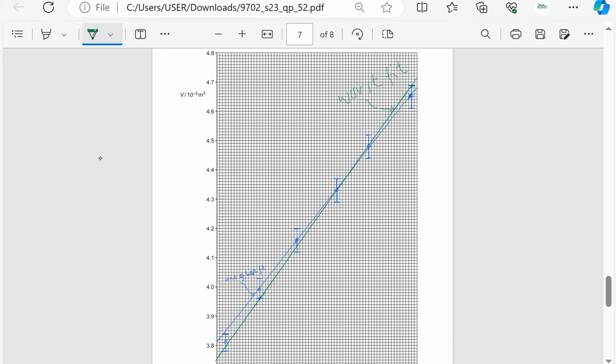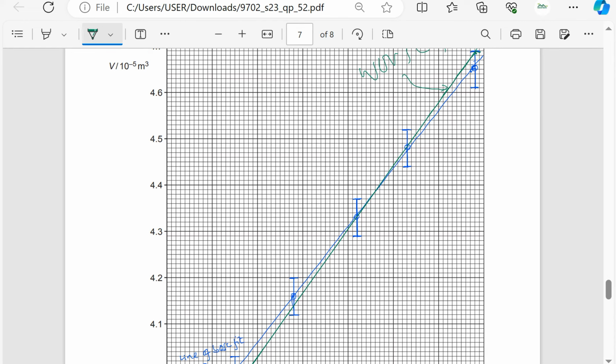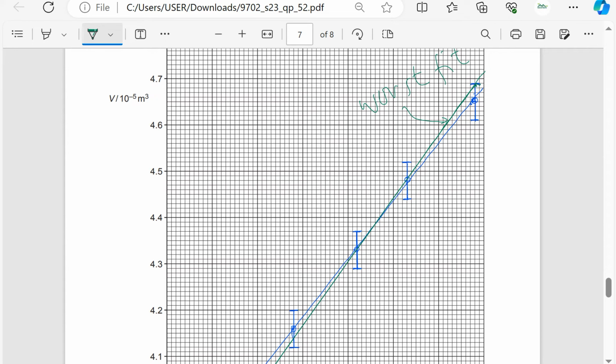Then the next thing is I will draw a triangle to find the gradients, because I may need the gradient of the line and the uncertainty, so I must find the gradient of the worst fit and the gradient of the best fit to be able to find the uncertainty in the gradient. So I'm looking for points where the grid lines cross at the center. If I fail to find such corresponding points, then I'll be forced to draw two triangles. But I will take this point and this point here so that I draw one triangle at the top.